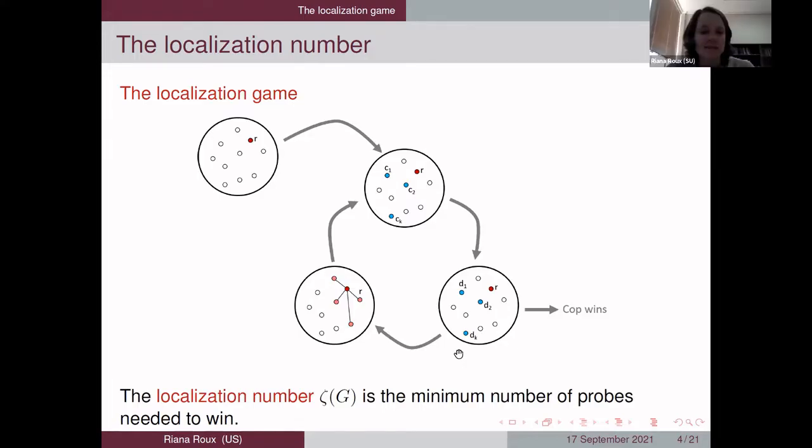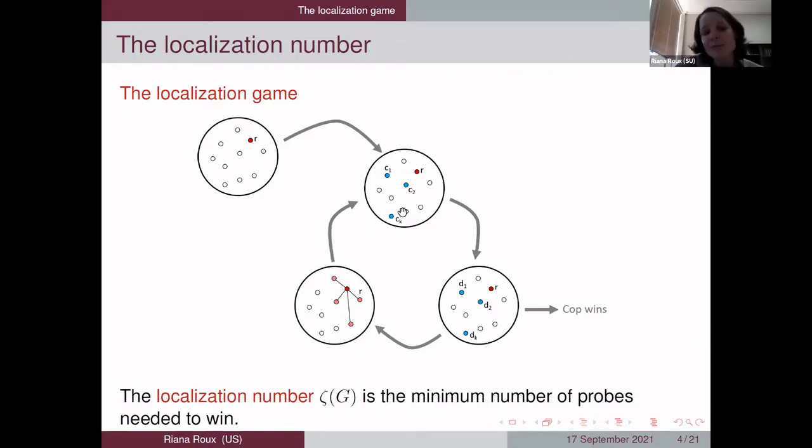If after receiving this information the cop can then determine where the robber is located, the cop wins. Otherwise, the robber can change his hiding place or run away. And you can see here that the robber can only move to its neighboring vertices, because the robber is located on the graph. He runs around on the graph. He can never jump over vertices. He can just go to his adjacent vertices.